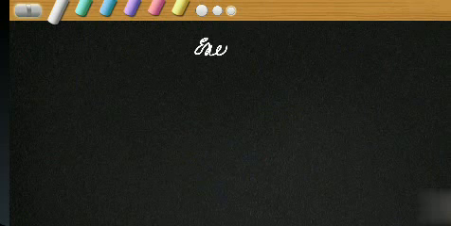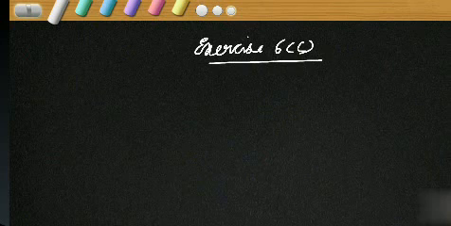Okay, exercise 6c. As I have been saying always, before starting writing, mention date and day on the upper portion of your margin. Okay, exercise 6c.